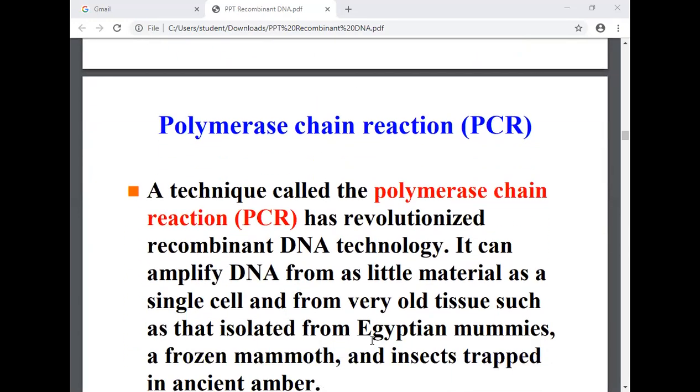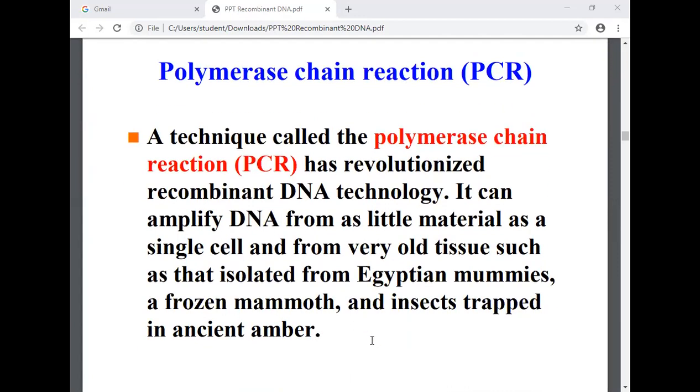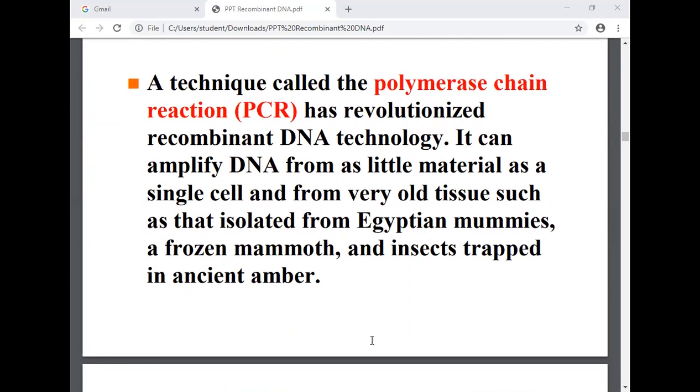First of all, polymerase chain reaction. What is polymerase chain reaction? It is a technique, and it has revolutionized recombinant DNA technology. What does revolutionized mean?